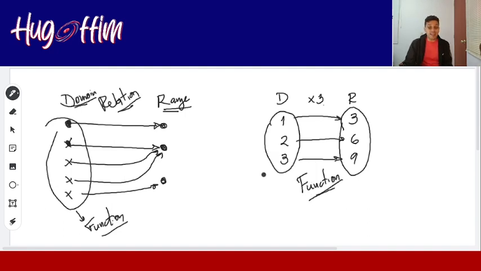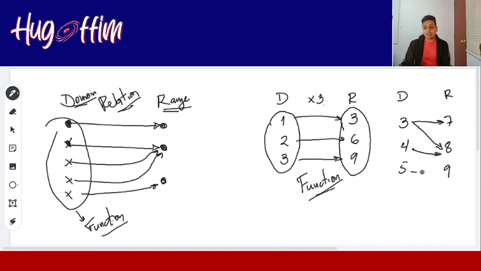On the other hand, let's say that we use another structure. Let's say that we have a set 3, 4, and 5. And here we have the set 7, 8, and 9. And we say that 3 goes to 7 and 8, 4 goes to 8, and 5 goes to 9. Observe that in this case, this element of the domain goes to two elements of the range. So this is not a function. This is what we call a relation.